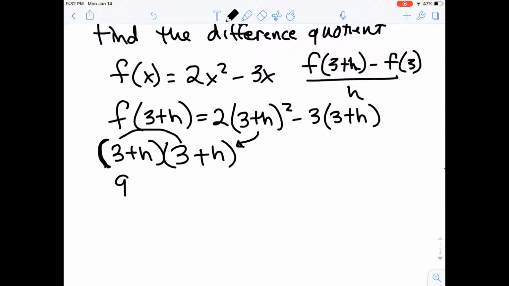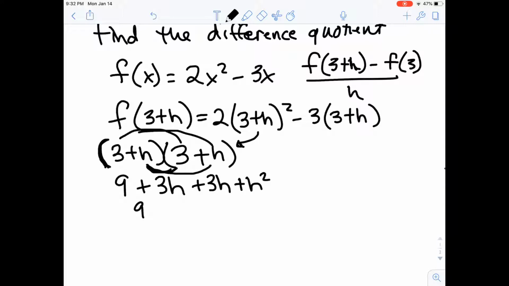The O in FOIL is outer terms, so I'm going to take 3 times h. That's plus 3h. Then I'm going to multiply the inner terms together, so h times 3 is plus 3h. And then the L in FOIL stands for the last terms, so h times h is, oops, not h 2, is h squared. Now I can simplify all this a little bit. I can combine like terms.